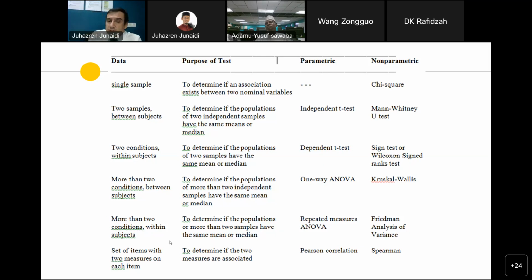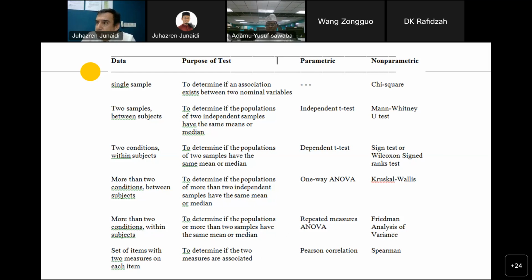More than two conditions within subjects, to determine if the populations of more than two samples have the same mean or median: repeated measures ANOVA for the parametric, and for the non-parametric we have the Friedman analysis of variance. And for a set of items with two measures on each item, to determine if the two measures are associated, the Pearson correlation or the non-parametric Spearman.